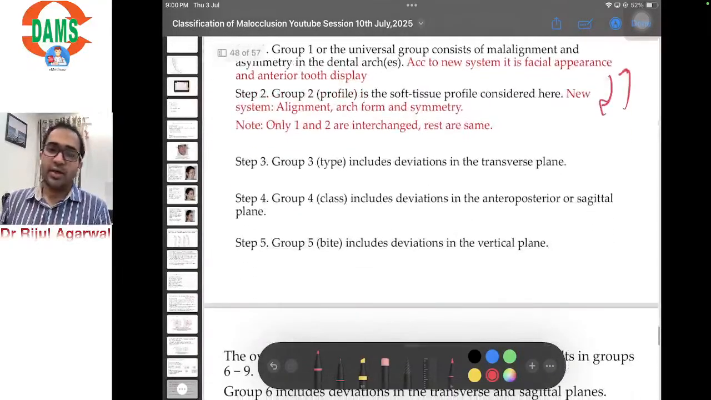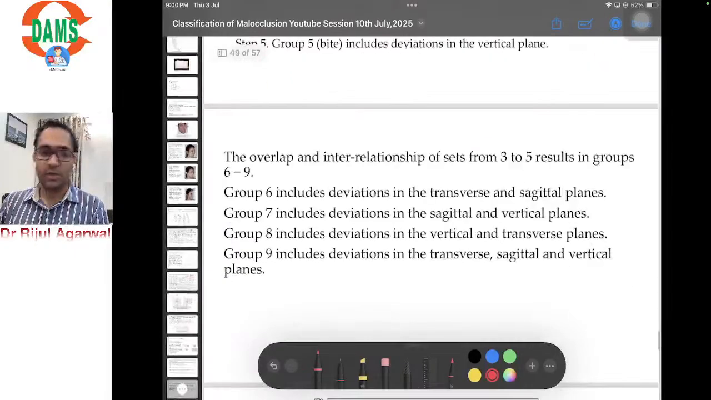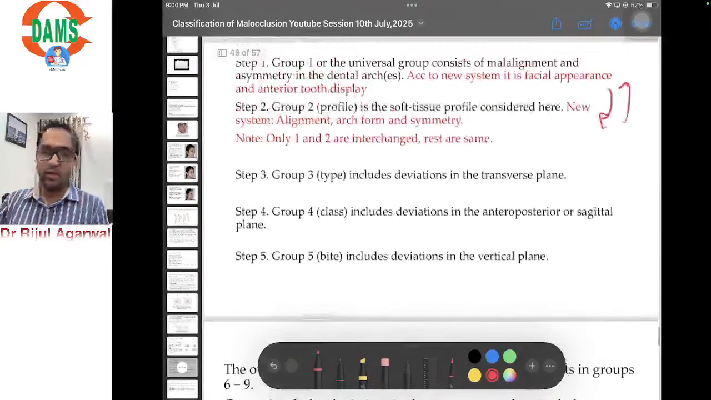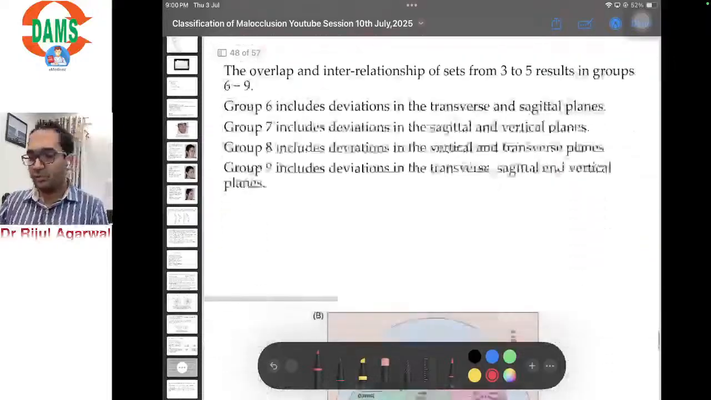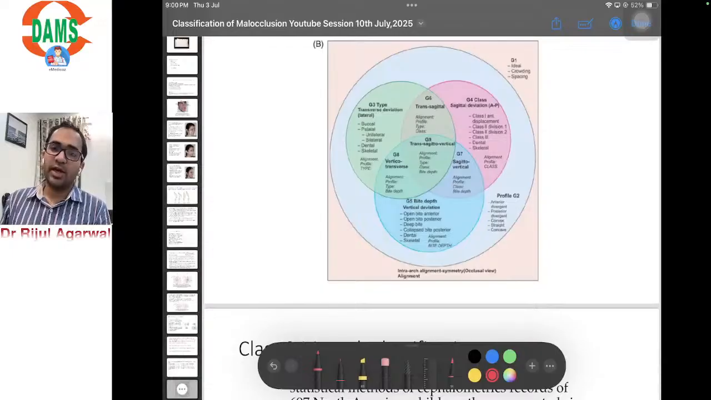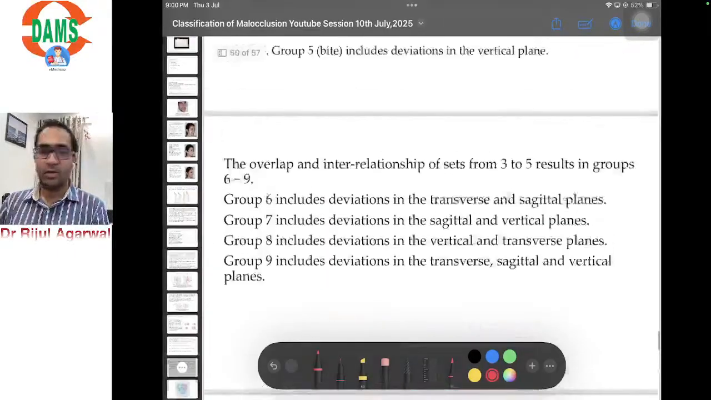Group 3 is type, group 4 is class, group 5 is bite including deviation in the vertical plane, and the rest are easy. Groups 6, 7, 8, 9 are the overlaps between these three. What created trouble was group 1 and group 2. Two questions came up. One was this diagram based, where they asked to identify which was which, and the next was this grouping.